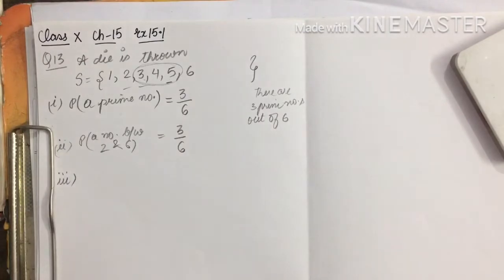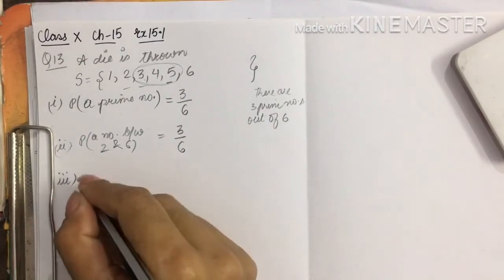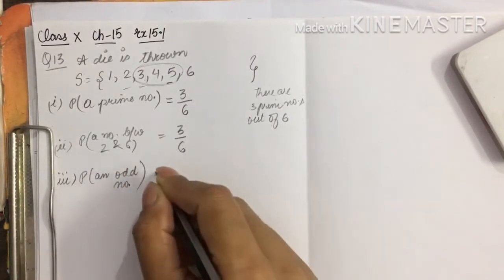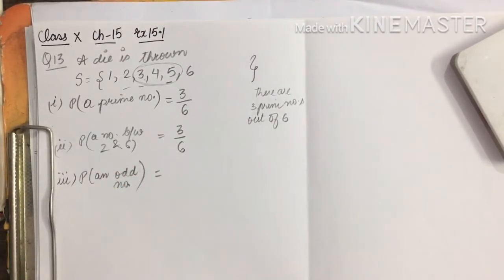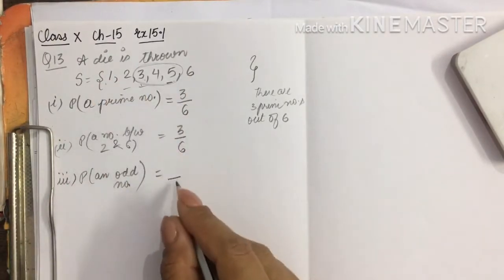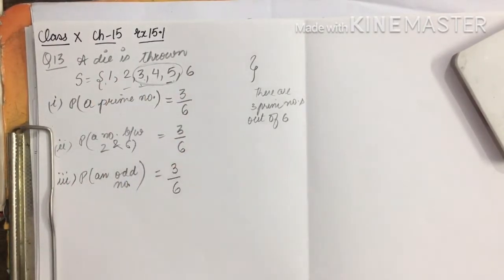Third part, probability of an odd number. How many odd numbers are there? So 1 is odd, 3 is odd, 5 is odd. Out of 6 we have got 3 odd numbers. So the probability in each part is 3 by 6.